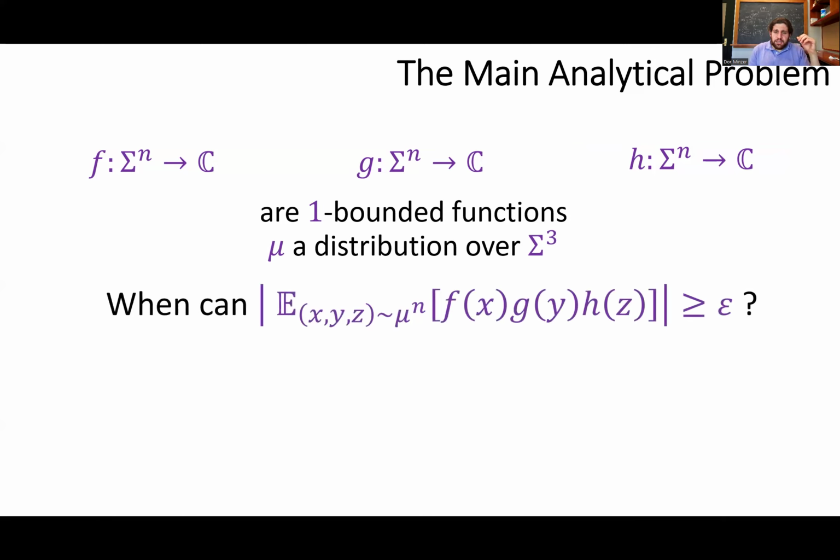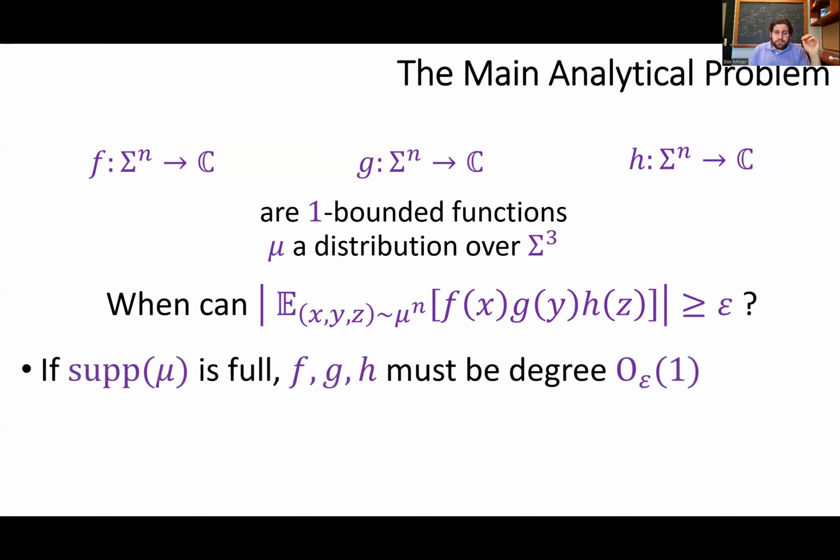When can it be the case that f, g, and h have a correlation according to mu? Namely, I sample x, y, z, where each coordinate x_i, y_i, z_i is distributed independently according to mu. I apply f, g, and h, I take the multiplication, and I get that the expectation of all of this is at least epsilon. What sort of functions f, g, h can even do that?